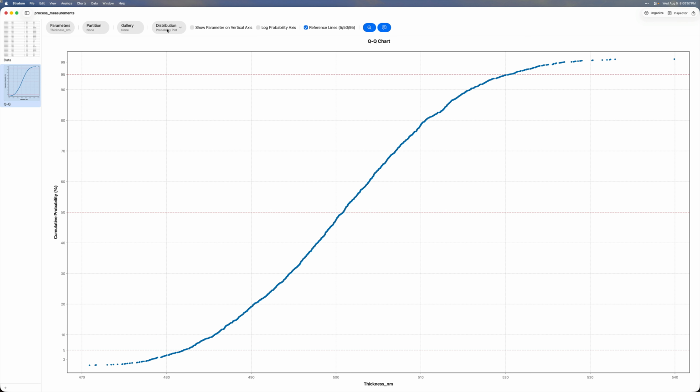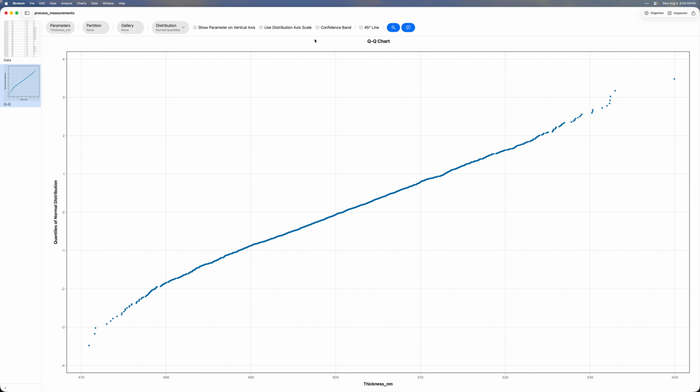data really were normal. Your actual value goes across the bottom. That predicted position goes up the side. One rule does all the work. If the points fall on a straight line, your data is normal. Here's wafer thickness. Points hugging the line, close to normal.